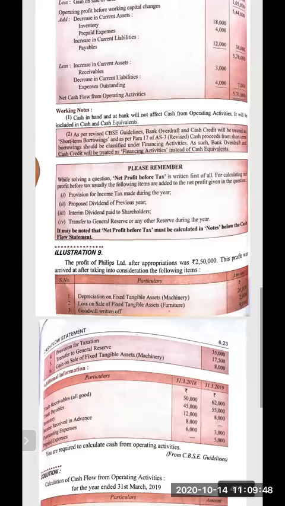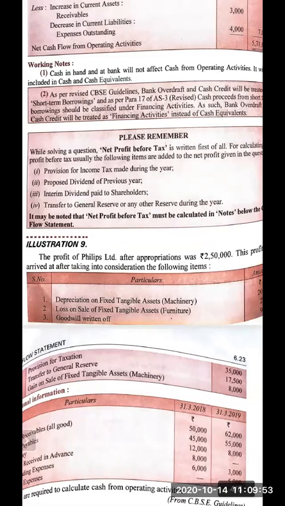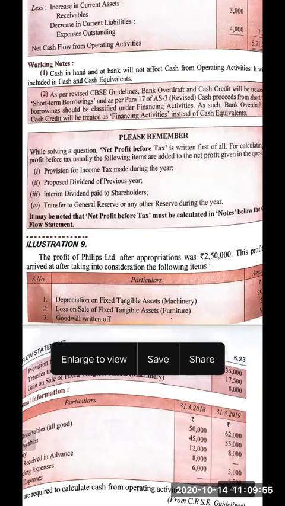I hope you are getting the point of what we are discussing. Whenever in the question the net profit after tax is given to us, you have to calculate the net profit before tax by adding these 4 items. Out of these 4 items, whatever is given to you in the question is to be added back in net profit after tax. Then you will get net profit before tax.